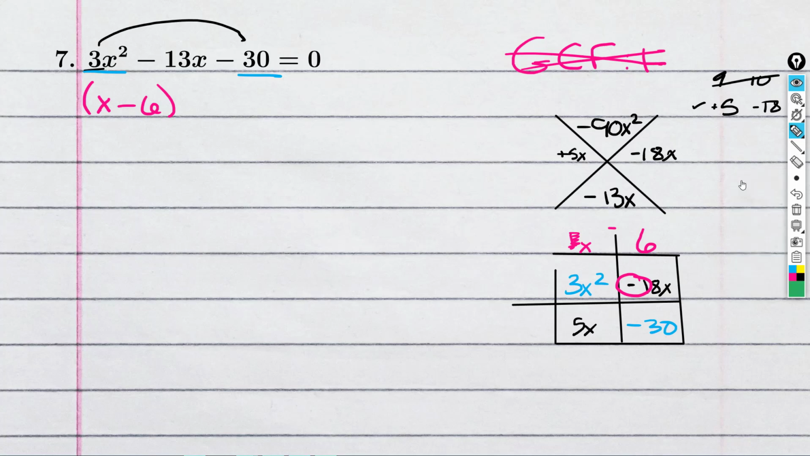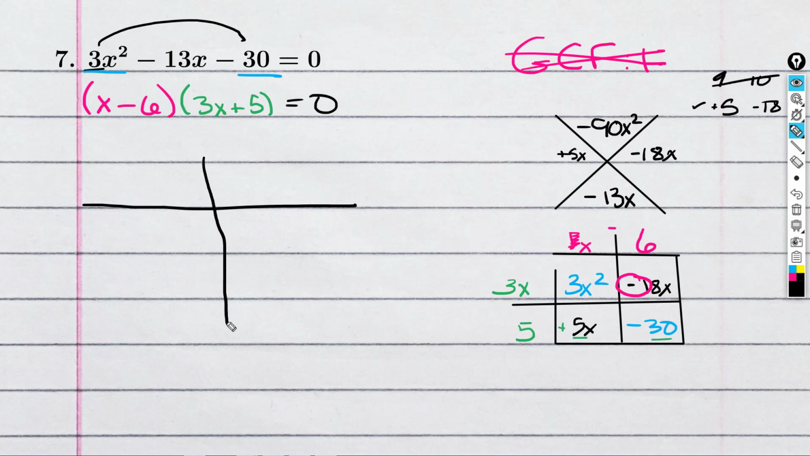Now let's find the other parenthesis. Taking our top row, 3 and 18, both of them are divisible by 3. There's an x in both pieces, so 3x. 5 and 30 are both divisible by 5, and my closest sign is positive, so it's a positive 5. So 3x plus 5. And that's equal to 0. So I have my two factors. So the next thing I do is go to my chart and write down each of my factors in a column.